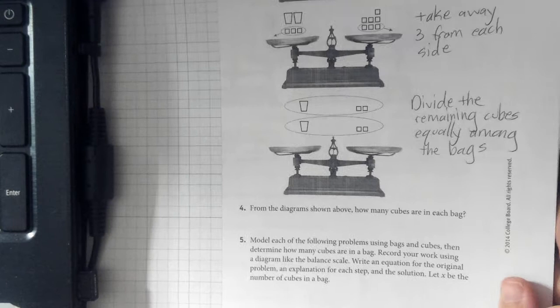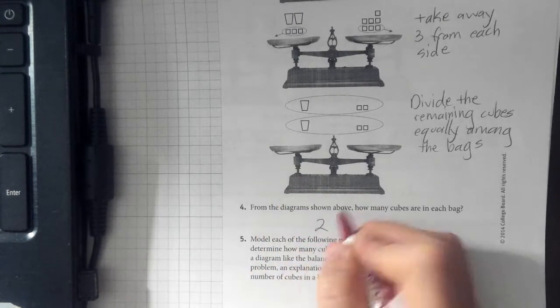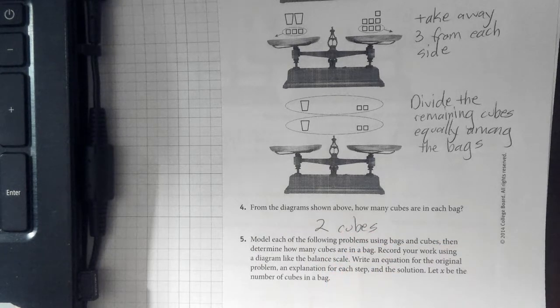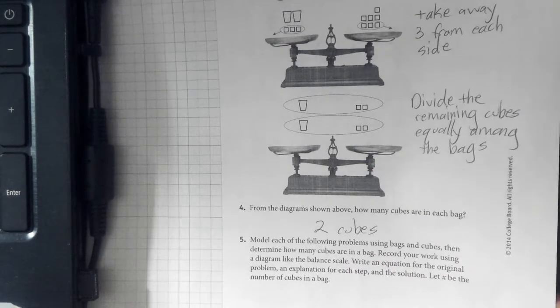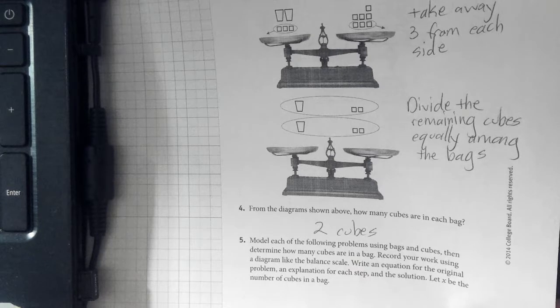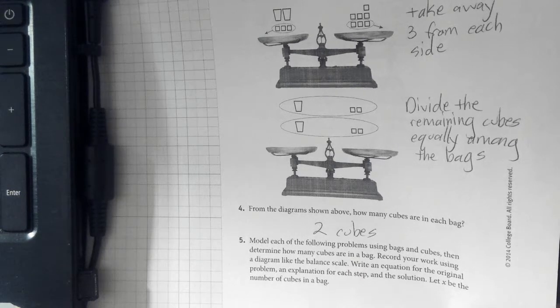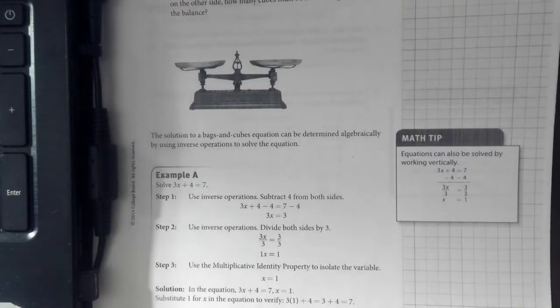Okay, so here from the diagram shown above, how many cubes are in each bag? We're going to put 2 cubes. Model each of the following problems using bags and cubes, then determine how many cubes are in a bag. Record your work using a diagram like a balanced scale. Write an equation for the original problem, an explanation for each step, and solution. Let x be the number of cubes in a bag. Okay, so that's going to be here.